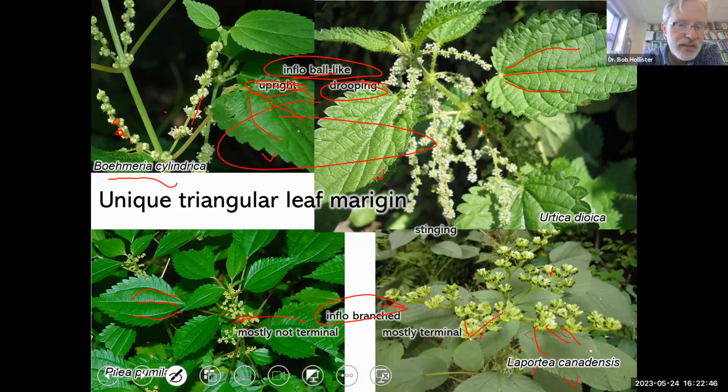And then the Pilea, they're mostly not terminal. They can have some at the tip, but they tend to be just from leaf axils. Whereas Laportea, and these really will sting you hard, they're from the tip. And then it's stinging.